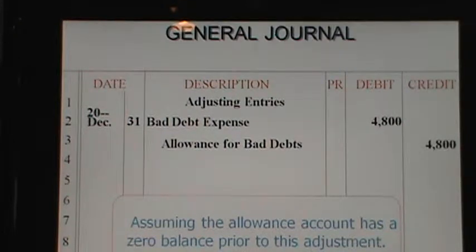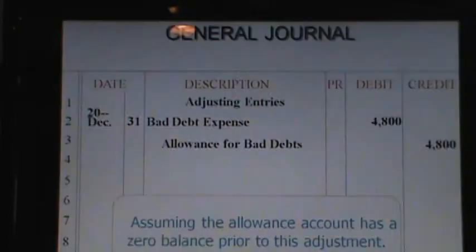So the adjusting entry for December 31st would be this. The bad debt expense would be debited for $4,800, and allowance for bad debts is going to be credited for $4,800. And we're assuming the allowance account has a zero balance prior to the adjustment.